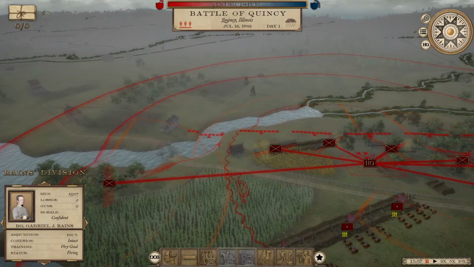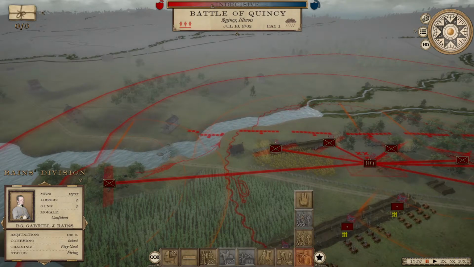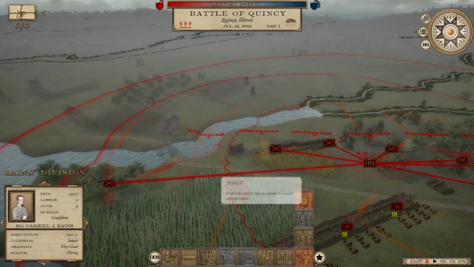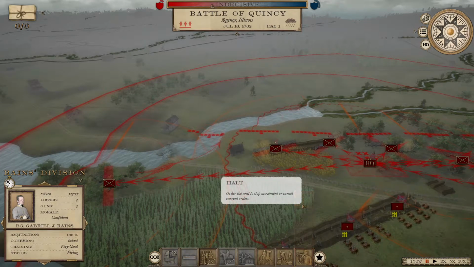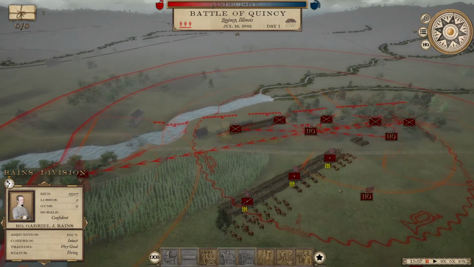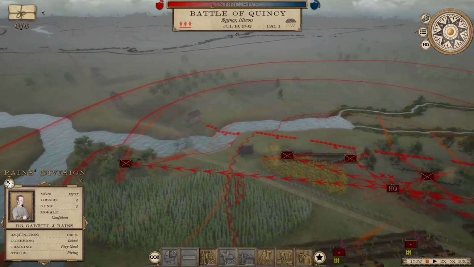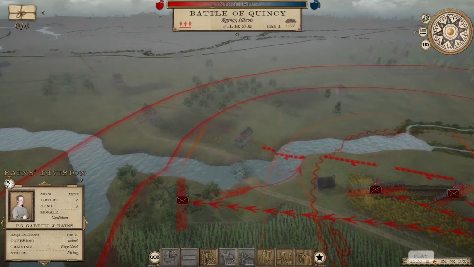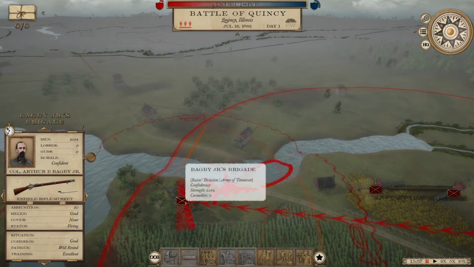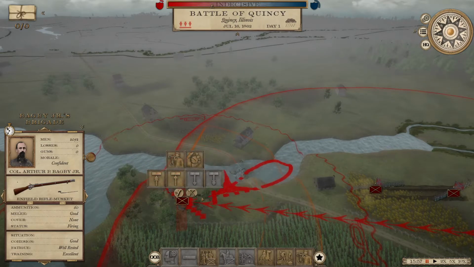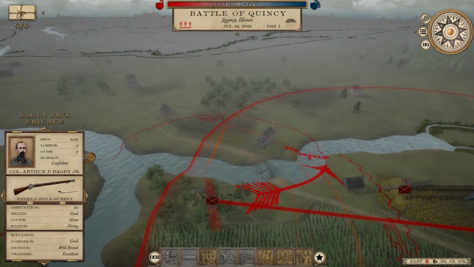So there are two ways to stop that. One would be go to movement and click halt. All right, we can do that. And you can see that there's now a new set of orders going out for them to halt. Then there's kind of a cheap way to do it, which is you click on the brigade, you right-click on it. Uh-oh. My best laid instructions are being ruined.